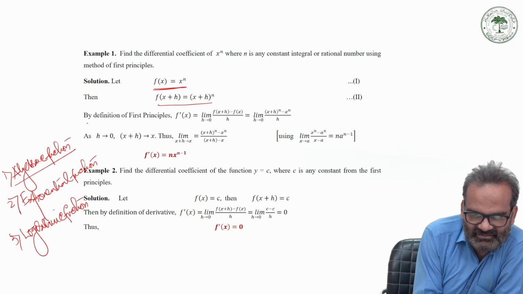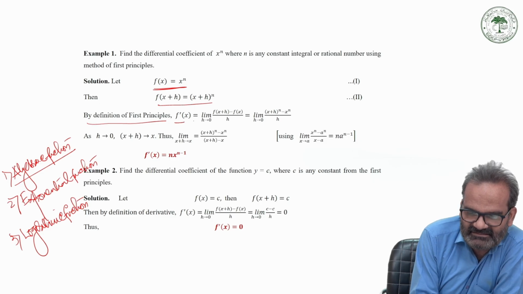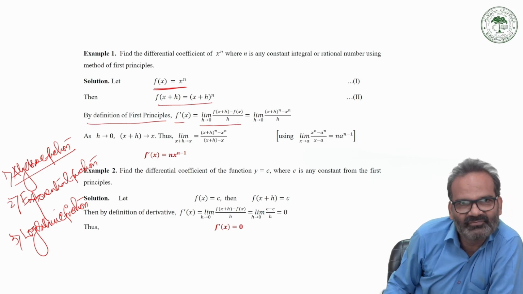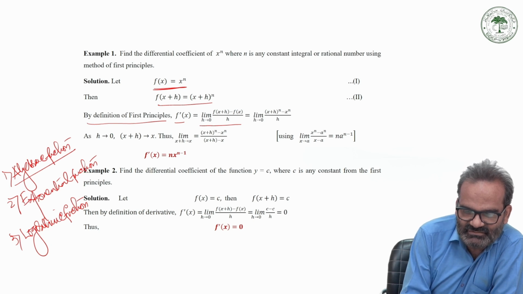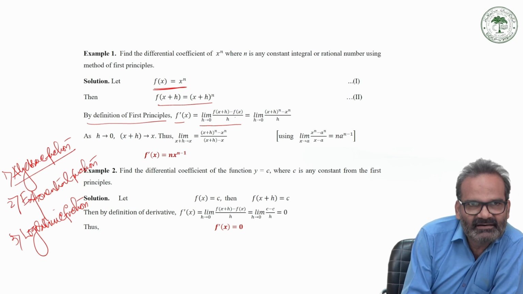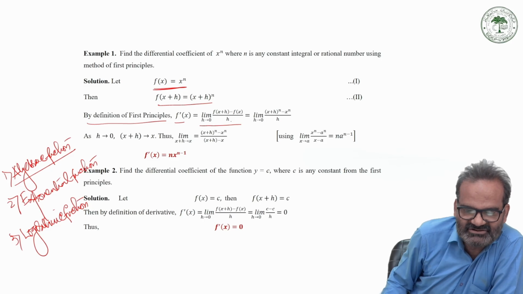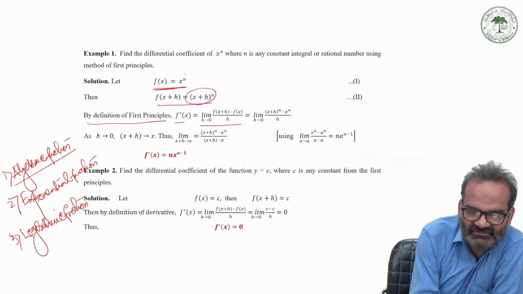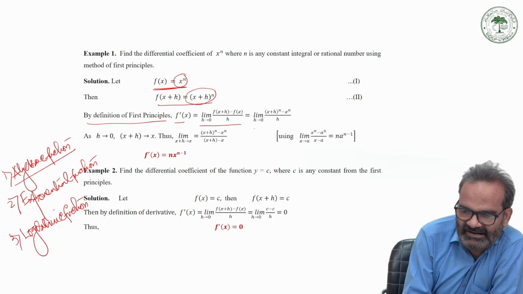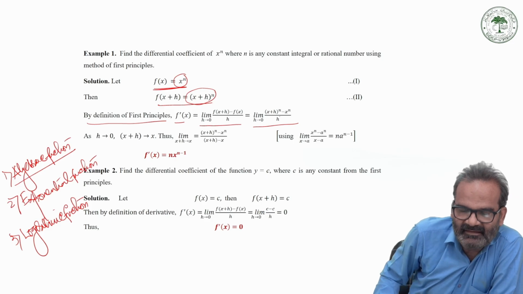By definition of the first principle, f dash x, you know, this is the formula of the derivative. f dash x is equal to limit h tends to 0, f of x plus h minus f of x divided by h. This is the value of f of x plus h, and this is the value of f of x. So put these values, what will we get? We will get limit h tends to 0, (x plus h)^n minus x^n divided by h.